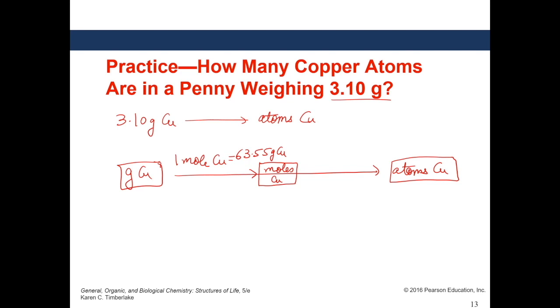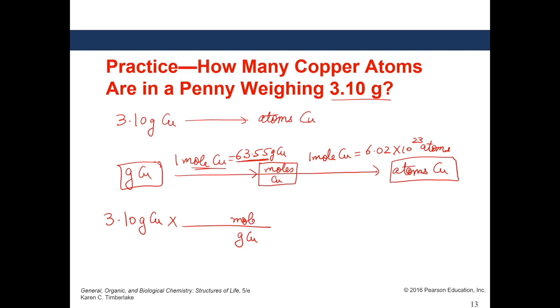Where did I get this number from? 63.55, again from the periodic table. And now we need to go from moles to atoms. So we know that 1 mole of anything, which in this case is copper, is 6.02 times 10 raised to power 23 atoms. So you can use this conversion factor to go from one to the other. Let's start with what's given, which is 3.10 grams of copper. To cancel grams, I divide by grams, multiply by moles of copper. How many moles? 1 mole is 63.55 grams. Grams and grams cancel. My final answer here is in moles of copper.